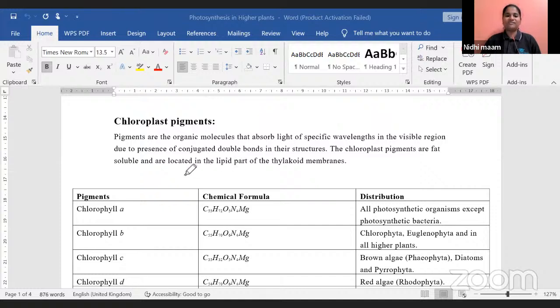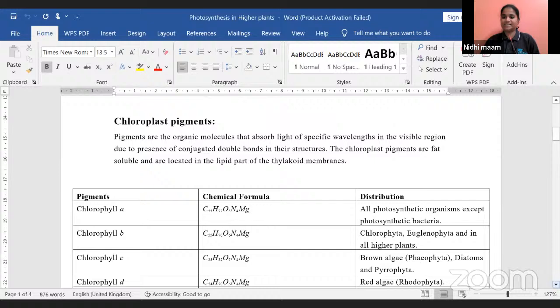The chloroplast pigments are fat soluble. They are soluble in fat and they are located in the lipid part of thylakoid membranes. So you saw thylakoid, right? The thylakoid is covered by a membrane, and in the lipid part of the thylakoid membrane, these pigments are present. So how many pigments do we have?